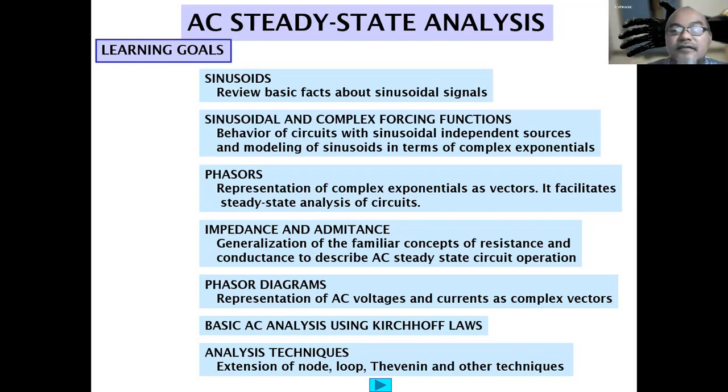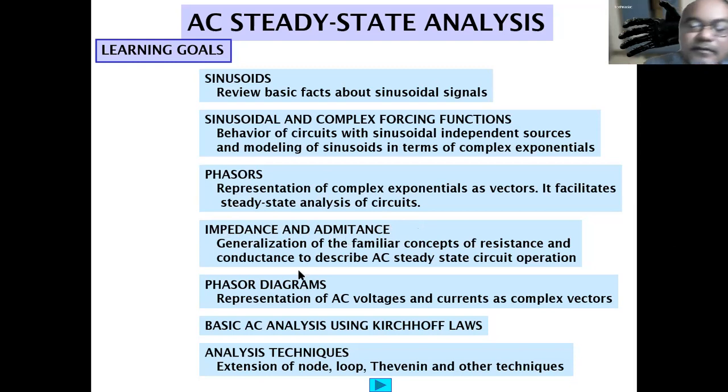That will be for later. In this case, we will learn new kinds of representation of resistance, the concept of impedance and admittance, which basically resemble the concepts of resistance and conductance in the normal resistive circuits that you learned in the first semester.